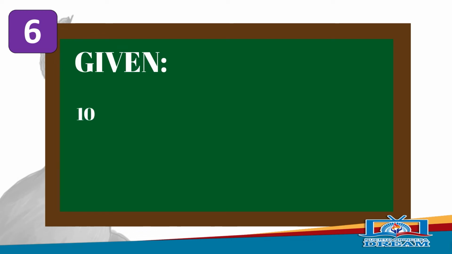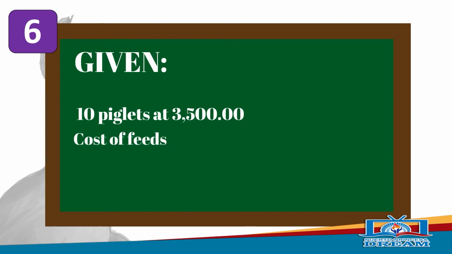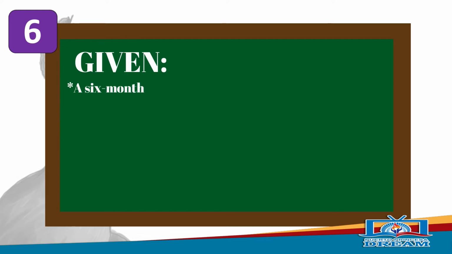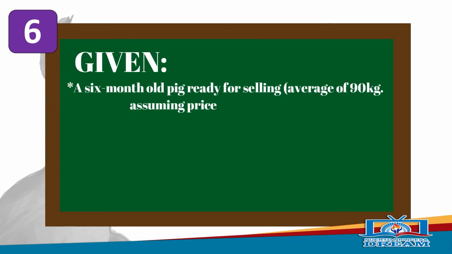10 piglets at 3,500. The cost of feeds is 1,000 per head, and that is per month. Multiply that for 4 months. A 6-month-old pig ready for selling, average of 90 kg, assuming price per kilo is 120 pesos.